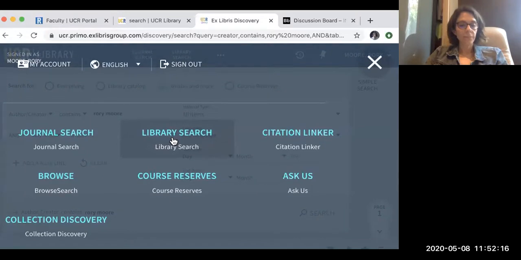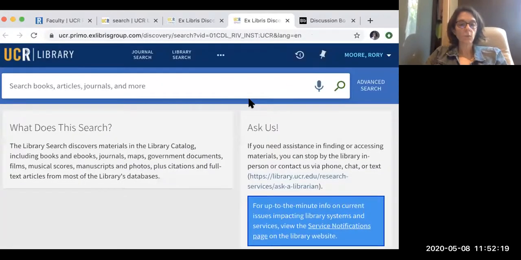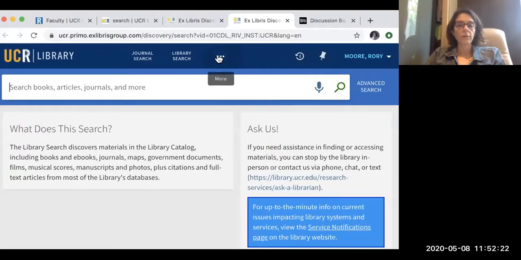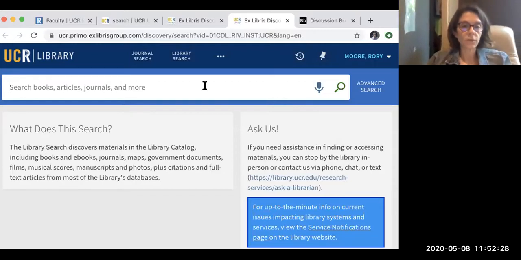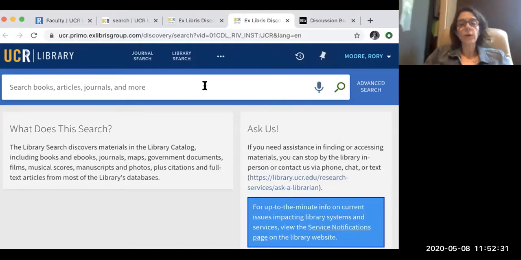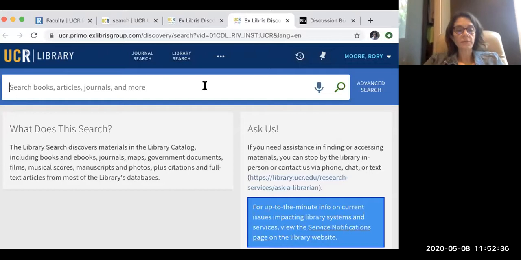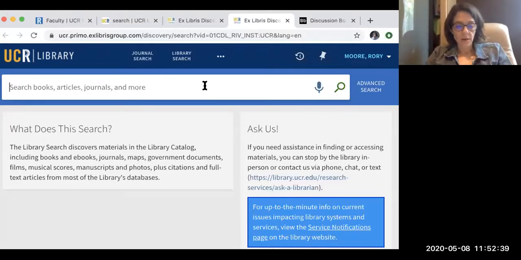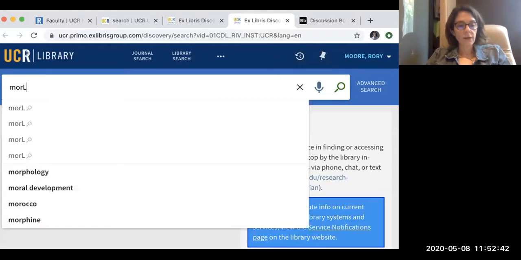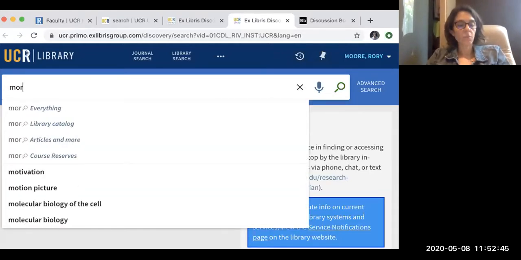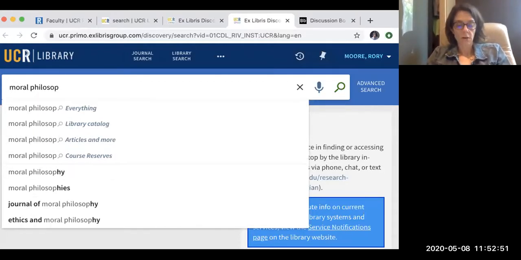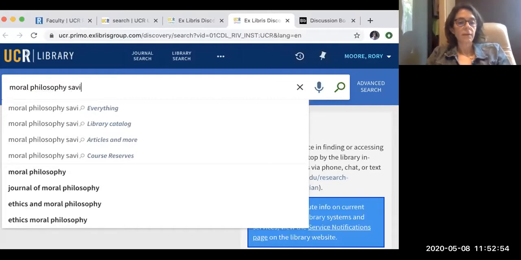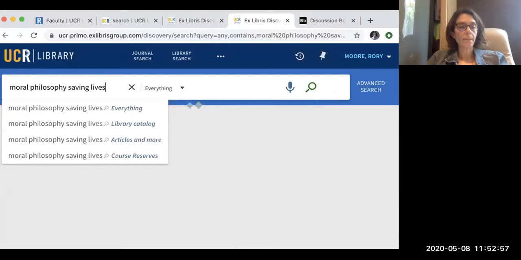So I like to use a library search that begins with Melville. Let me just put in a keyword search term, and if we are starting with who should we save during COVID-19, then a keyword would be something like morality or moral philosophy, saving lives. Let's do that, right?